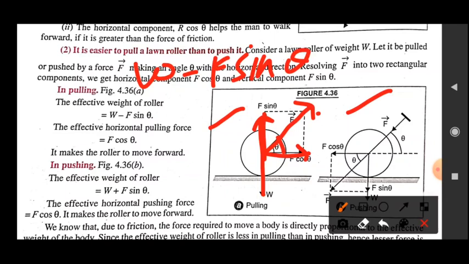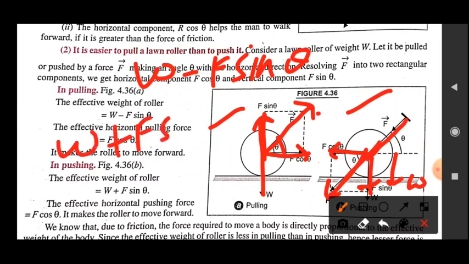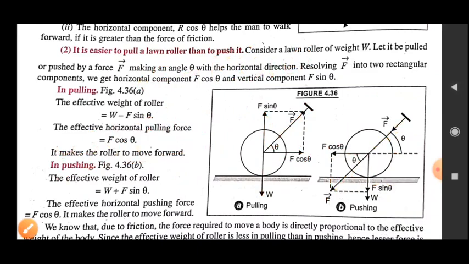But let's see when we are pushing it. Whenever we are pushing, the force is applied along this direction, you can see. Then this time we get two components, F cos theta and F sin theta. So F sin theta is now supporting the weight of the roller. So the effective weight of the roller will become W plus F sin theta in the case of pushing. So the effective weight will increase now, and due to the increment in effective weight, it is hard to push the roller in comparison to pulling it.